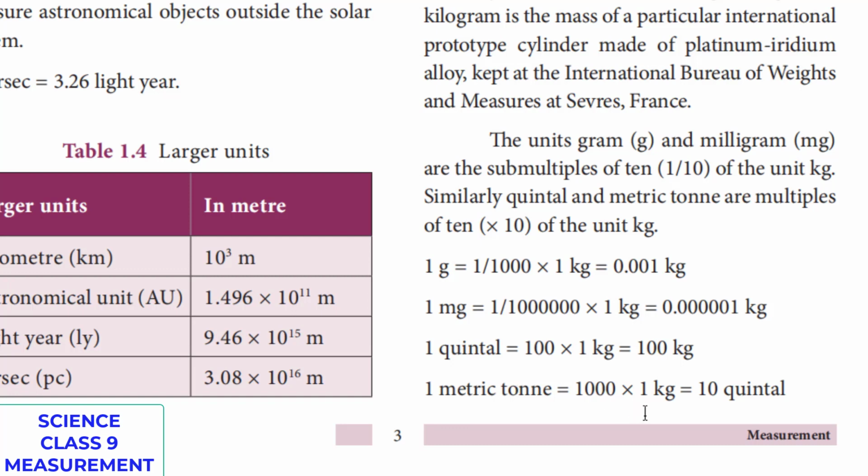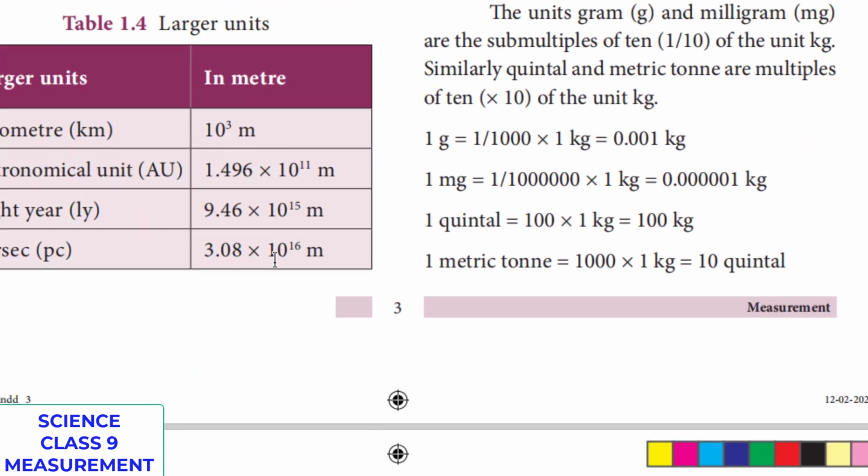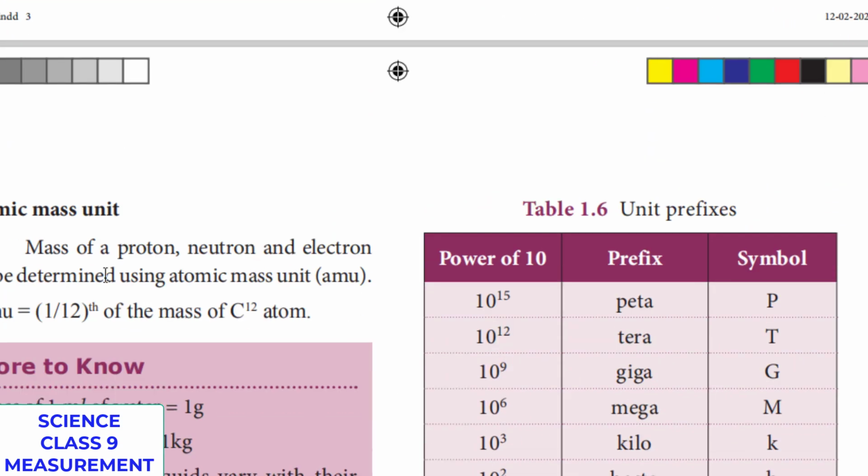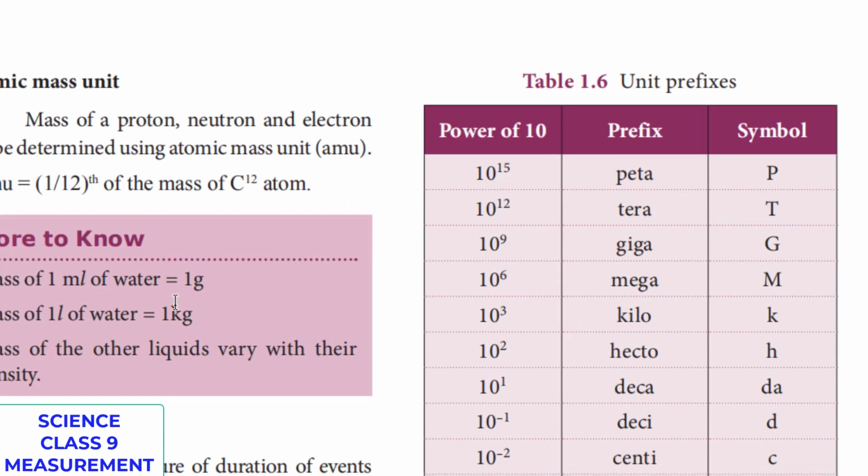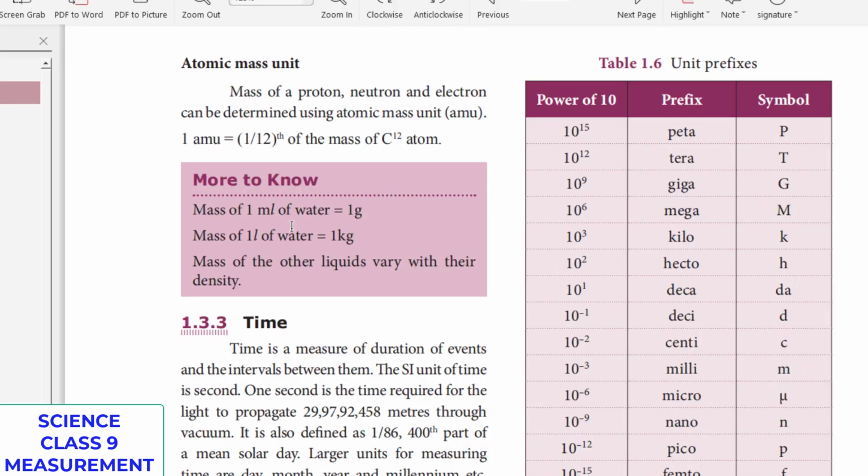The quintal is equal to 100 kilogram. And 1 metric ton is equal to 1000 kilogram or 10 quintal. Okay, these are all the quantities related to mass.